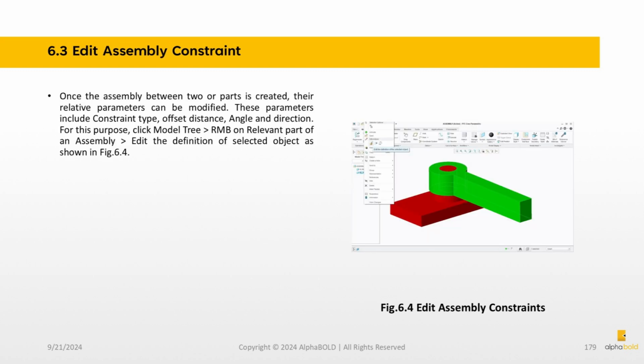Edit assembly constraint. Once the assembly between two or more parts is created, their relative parameters can be modified. These parameters include constraint type, offset distance, angle, and direction. For this purpose, click Model Tree, RMB on relevant part of an assembly, edit the definition of selected object.